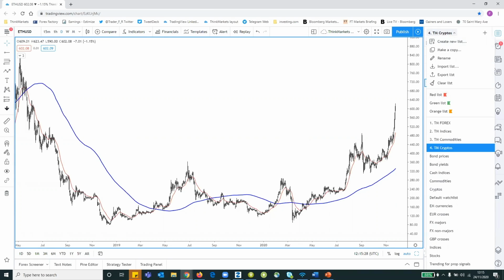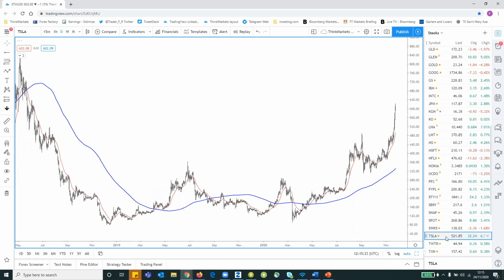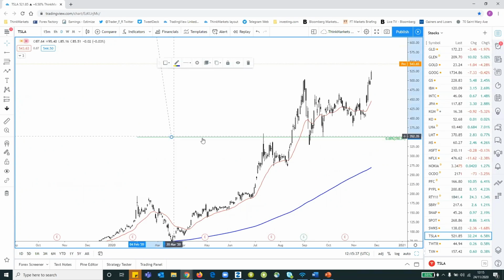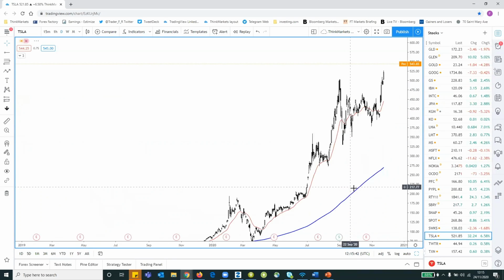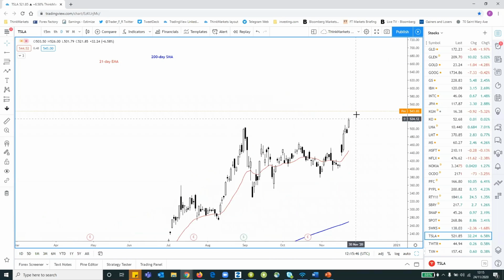Let's put on some stocks here as well. Where are you, Tesla? There you go. It hit a new high yesterday. Yeah, and it's breaking out, $20 above yesterday's closing price today. So watch out for this one. It's already trading at a higher value than all the other automakers combined.